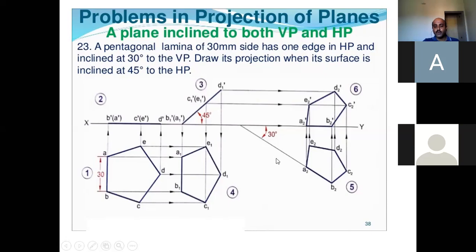Once you draw a 30-degree line over here, on this line the edge on which it is resting, AB, should come. So the second position top view, A1 and B1.